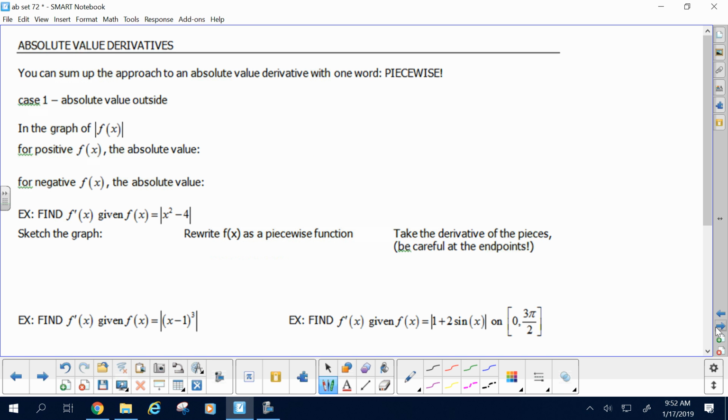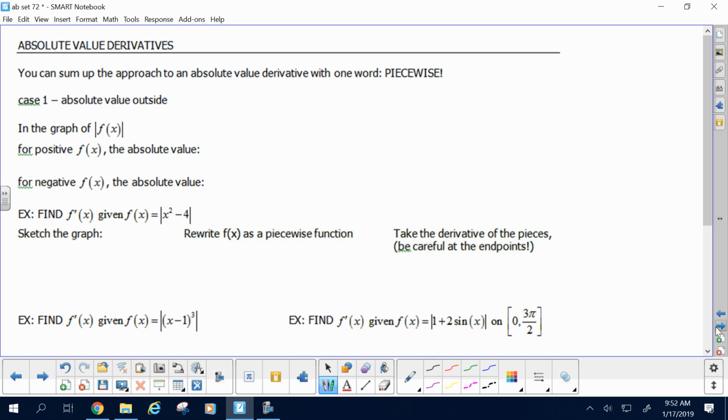So far you've done the derivative of an exponential function. Without looking at your notes, what's the derivative of a to the x? A to the x, natural log of a. What's the derivative of log base a of x? 1 over x, natural log of a.